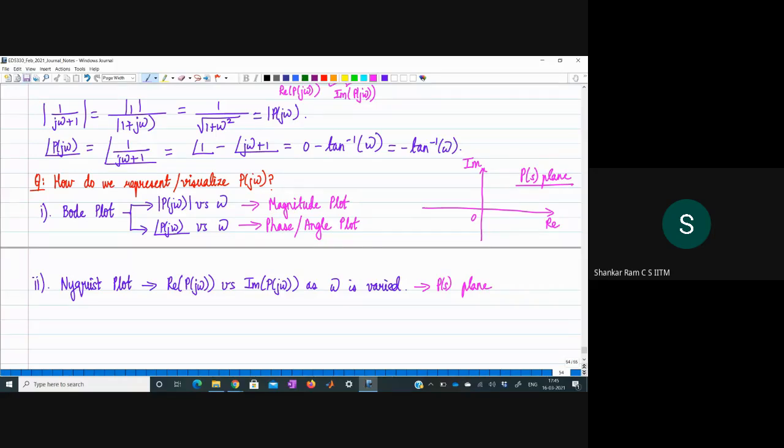We'll see that by and large we are going to use the Bode plot in our design, but we will look at both of these plots. We will look at the Bode plot to a large extent, but we will also quickly look at what the Nyquist plot is, so that we are aware of it. We are going to learn about the Bode plot in greater detail going forward.